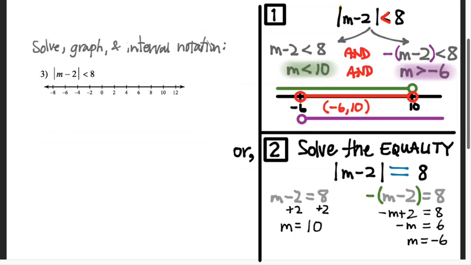Because what it does, and I'm going to sort of diagram this out on the number line over here, is it identifies for us the turning points. -6 is a turning point for the quantity absolute value of m minus 2. 10 is a turning point for the absolute value of m minus 2. And it kind of shows us that at those two places, -6 and 10, the right symbol that shows how m minus 2 compares to 8, the right symbol is an equal sign.